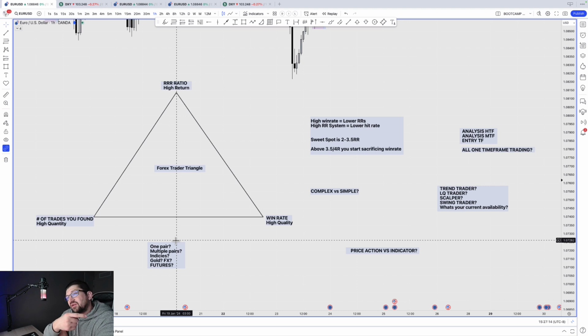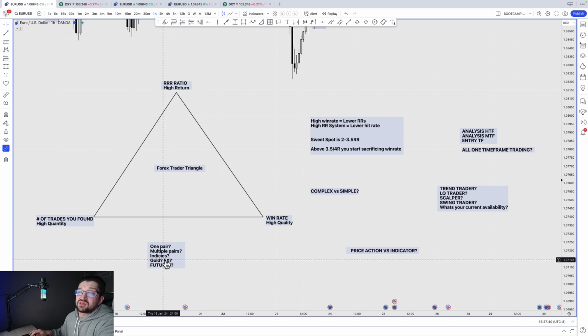What's your availability? Are you able to be at the charts for both sessions? If you can only be at the charts for one session or the other, that's going to make a huge impact. Let's say you can only trade London session. I would be looking at pound pairs, European pairs, and those are your best moving pairs. But if you can only trade New York, for example, you're going to want to look at gold. You're going to want to look at NASDAQ. You're going to want to look at US 30. So that also has to come into consideration.